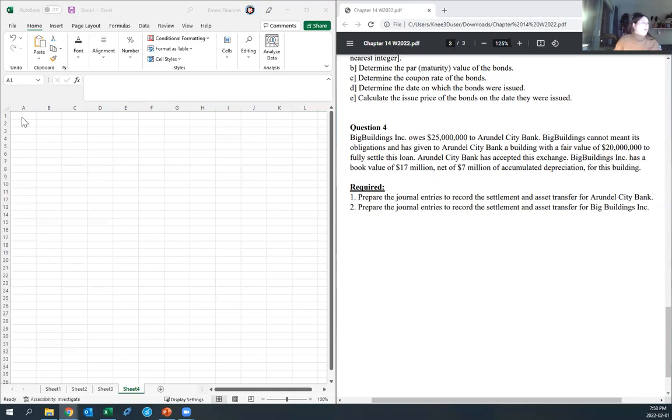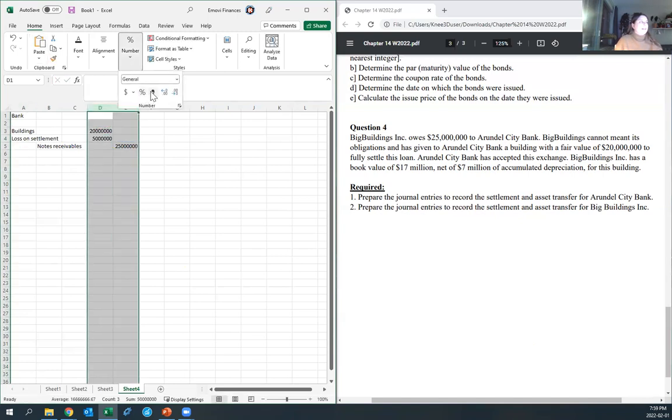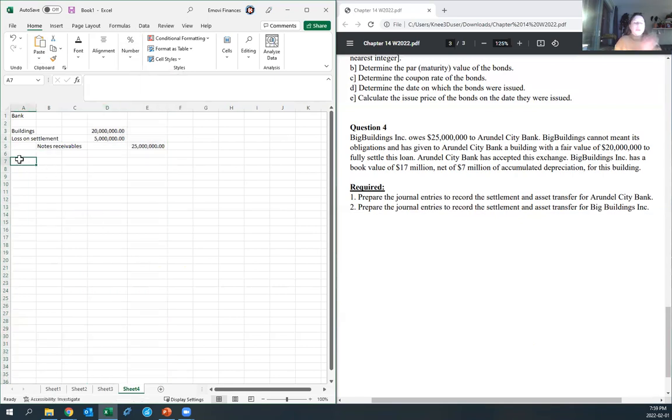So for the bank, what's going on here is that they're gaining a building in exchange for getting rid of the notes receivable that they have. So they're gaining a building with a fair value of $20 million. They're going to have a gain or loss, and they're getting rid of the notes receivable, which was $25 million. They have a loss on settlement of $5 million. So the difference between the two. That's the easier one because we don't have to think about the accumulated depreciation and stuff that you forgot from 310.